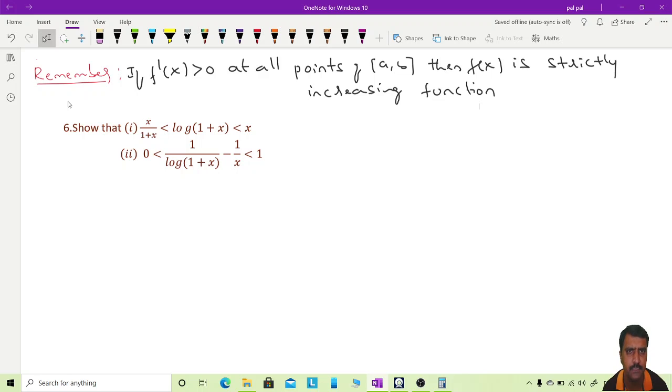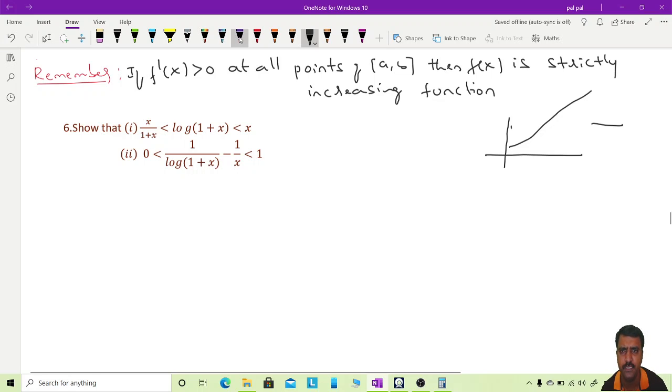Increasing means, if you take this interval, the function is strictly increasing. Nowhere does it have a flatness. That is, it is nowhere flat, and nowhere does it decrease. So then we say it is a strictly increasing function. Based on this result, we have to prove some more interesting results.